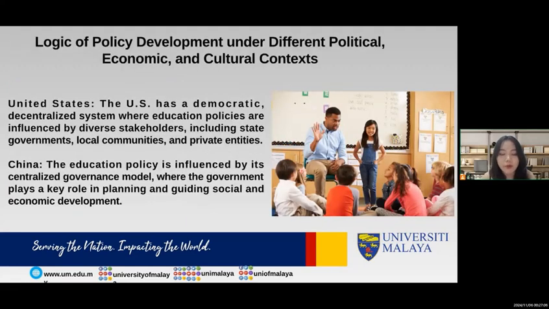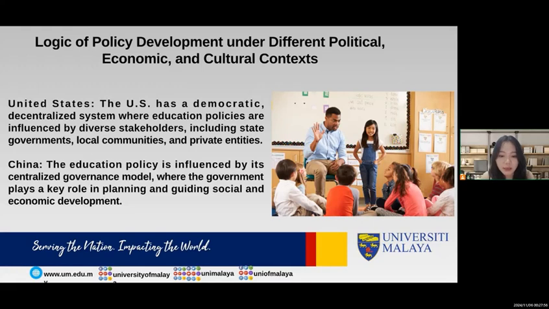So the above information clearly shows the logic of policy development under different political, economic, and cultural contexts. The U.S. has a decentralized system where education policies are influenced by diverse stakeholders, including state governments, local communities, and private entities. Economic considerations such as preparing students for a competitive job market, and cultural values emphasizing individual achievement and local autonomy, shape policy development.